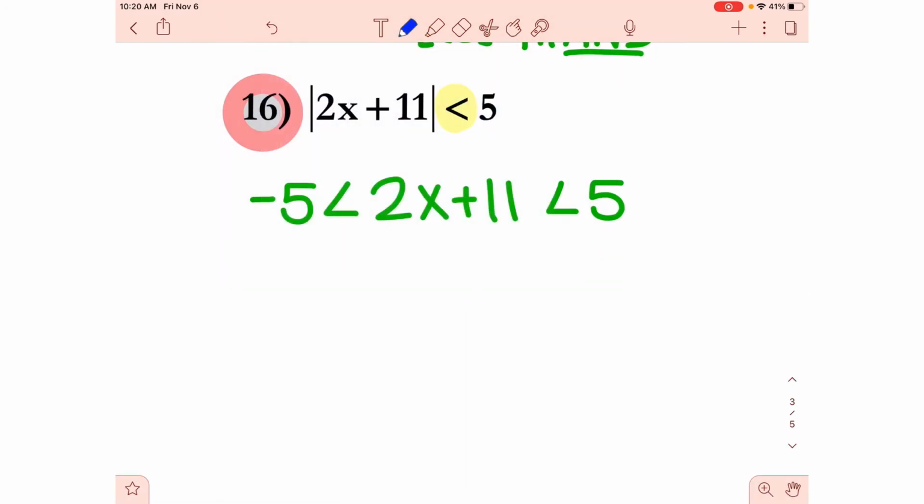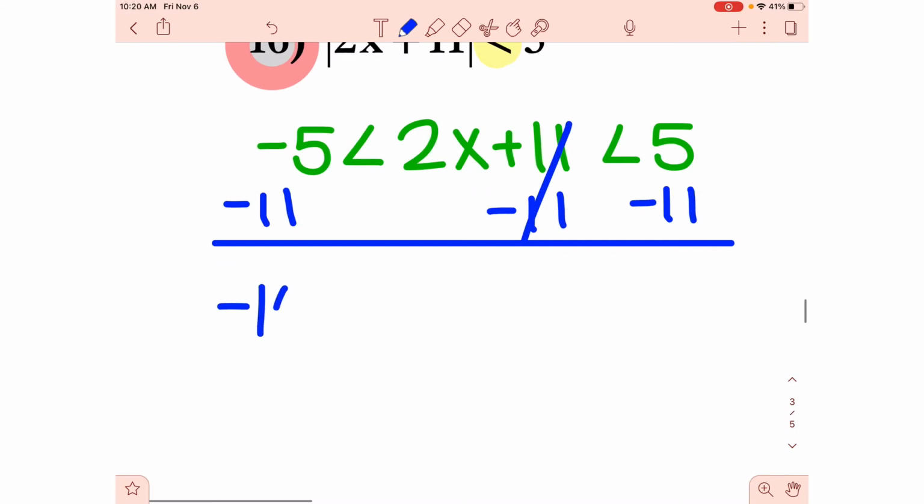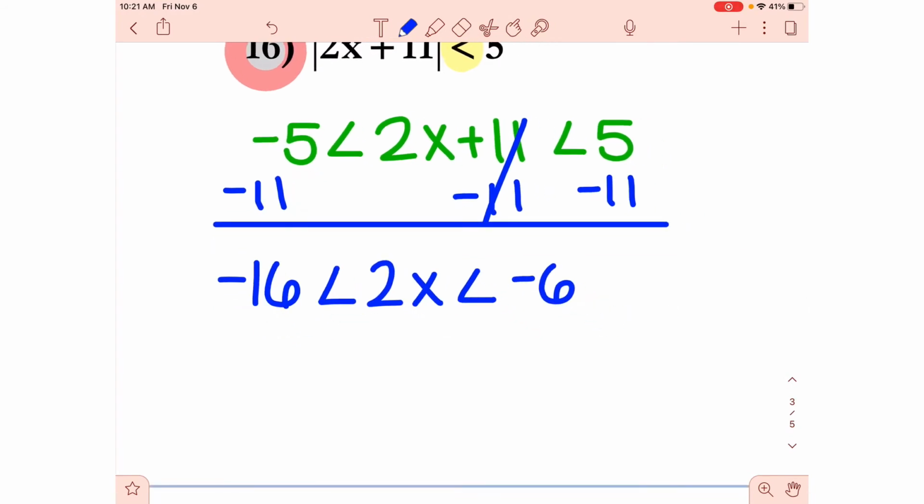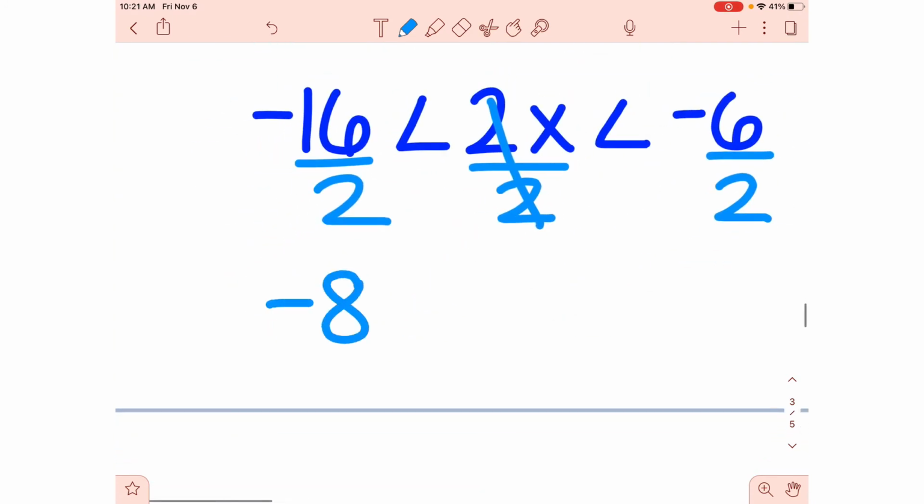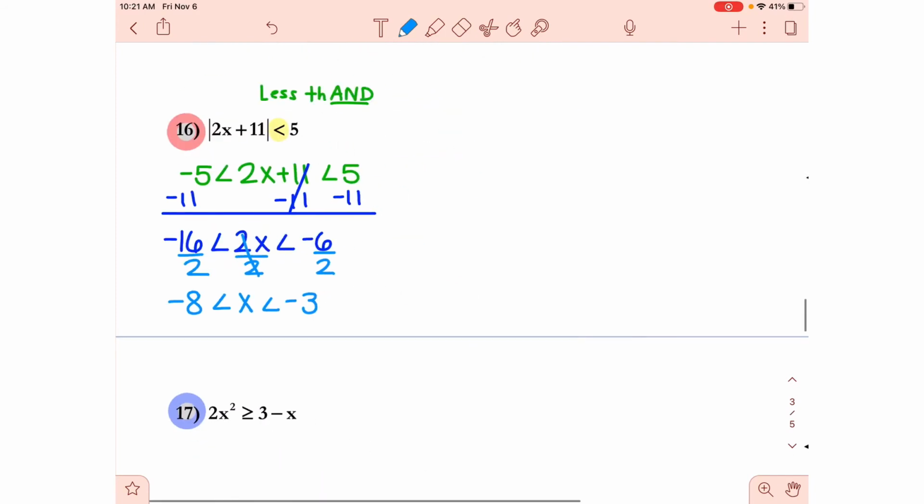So I just solve. I'm going to subtract 11 from everything. Every side, I get -16 is less than 2x, which is less than -6. And divide over the 2 to everything. The 2 itself is positive, so I don't have to flip any signs. So -8 is less than x, which is less than -3. In other words, x is between -8 and -3, and this is non-inclusive.